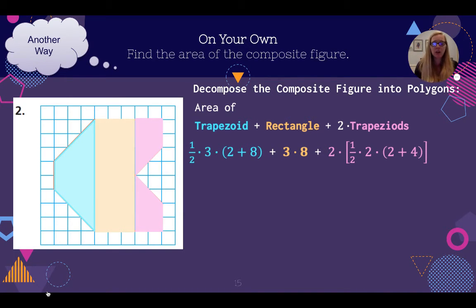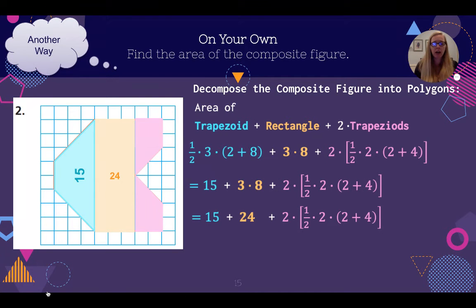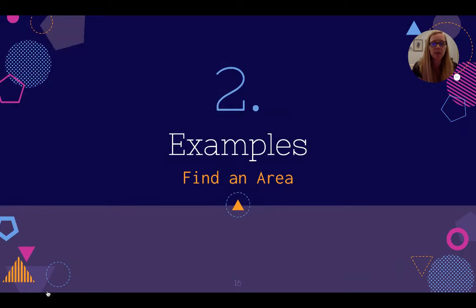I know that's a lot of information. Chunk it out, simplify each part. So the area of the trapezoid is 15, the area of the rectangle is 24, and the area of both trapezoids together is 12. And then our total area of the composite figure is 51 square units.